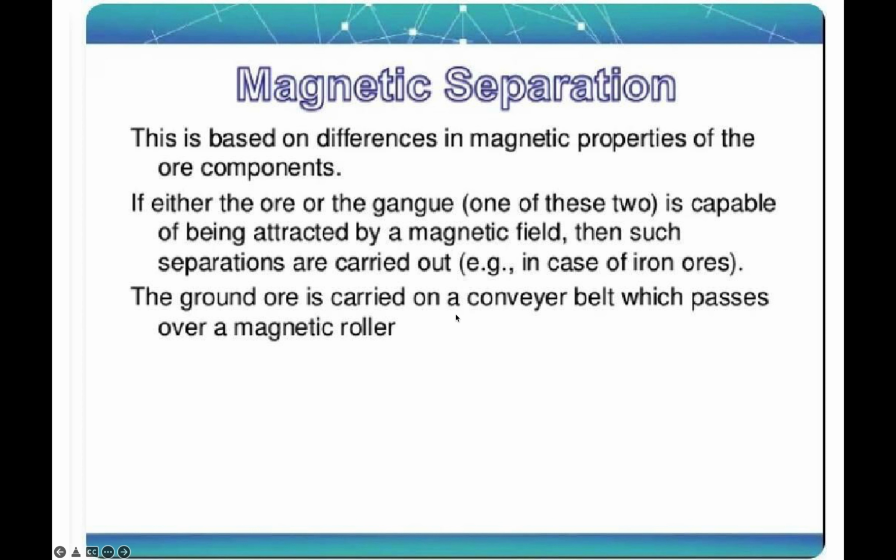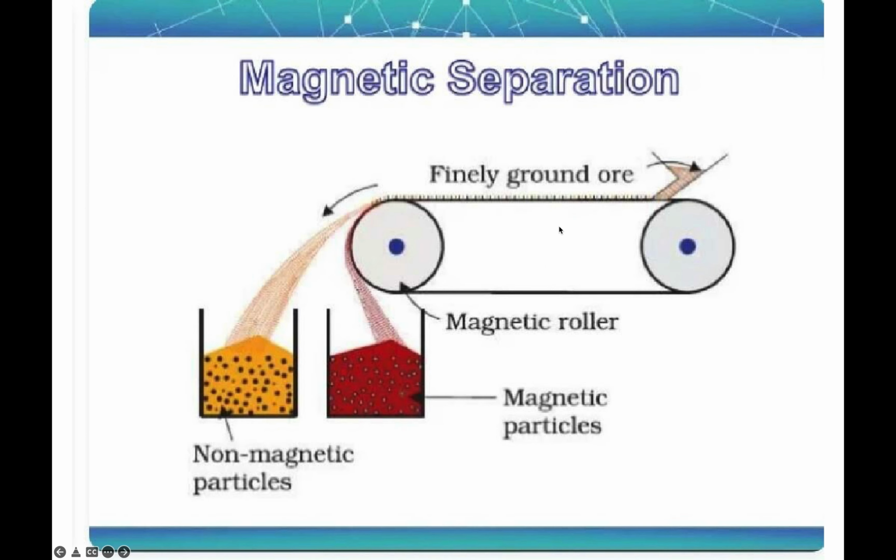So the ground ore is carried on a conveyor belt which passes over a magnetic roller. You can see here the magnetic separation. You see, the magnetic roller comes like this. Magnetic particles will fall here, and only the non-magnetic particles will fall here. The magnetic particles are attracted towards the magnetic roller, so that is why they fall nearby here. So we can collect them separately.